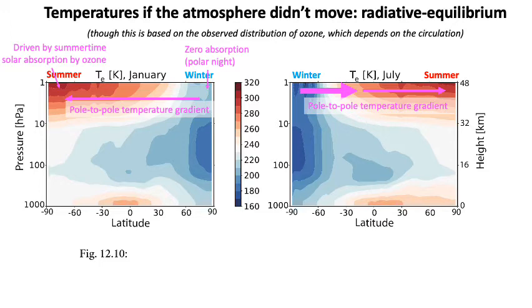I've highlighted the arrows a little bit stronger in the winter hemisphere in July, so the meridional temperature gradient is a bit stronger in the Antarctic winter than in the Arctic winter.